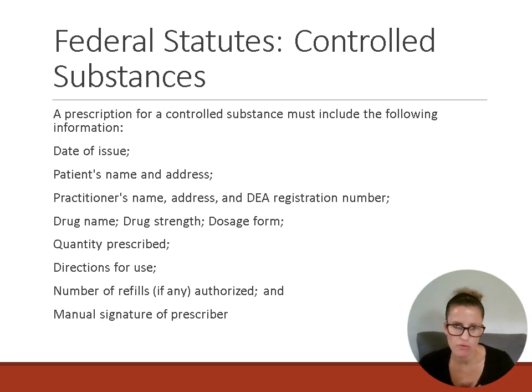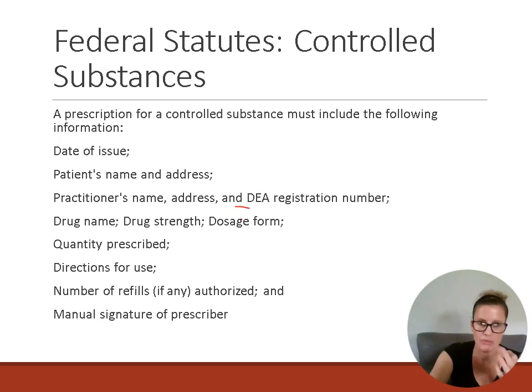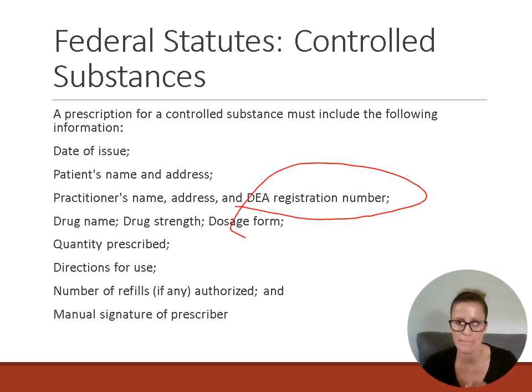Here's just additional information about what has to be on a prescription for a controlled substance. Patient's name and address have to be on there. Your DEA number has to be on there. In order to prescribe controlled substances, you have to be registered with the DEA. So you need to include your DEA number on there. All of the other stuff has to be on there as well, like the drug information, the quantity, directions, number of refills, and then your signature.